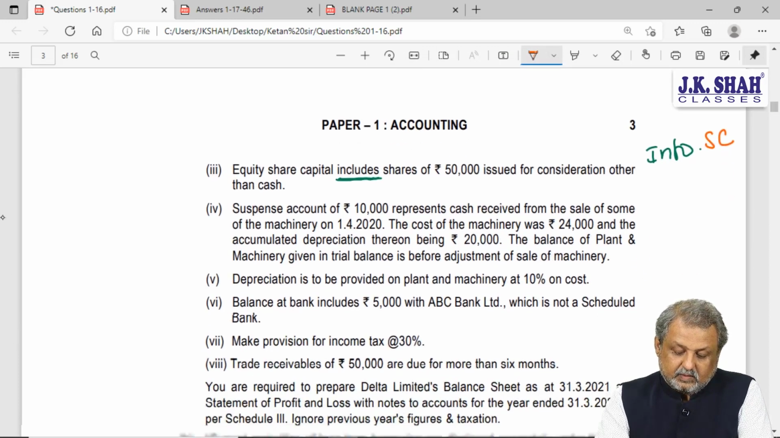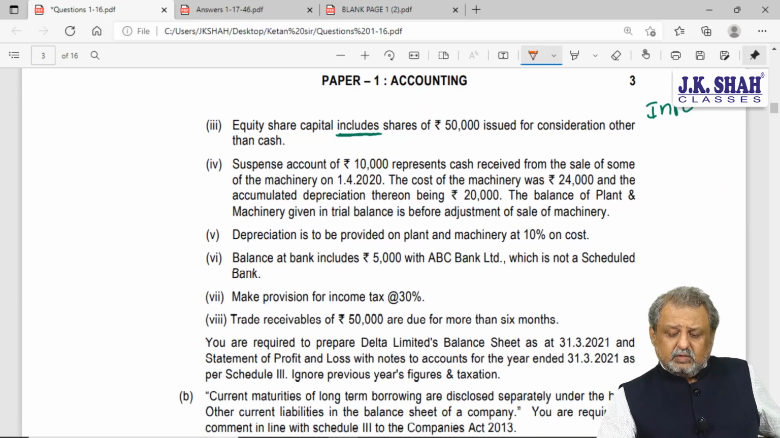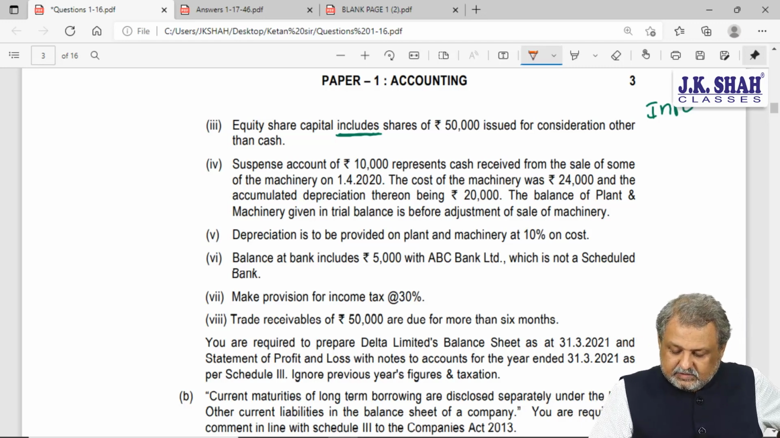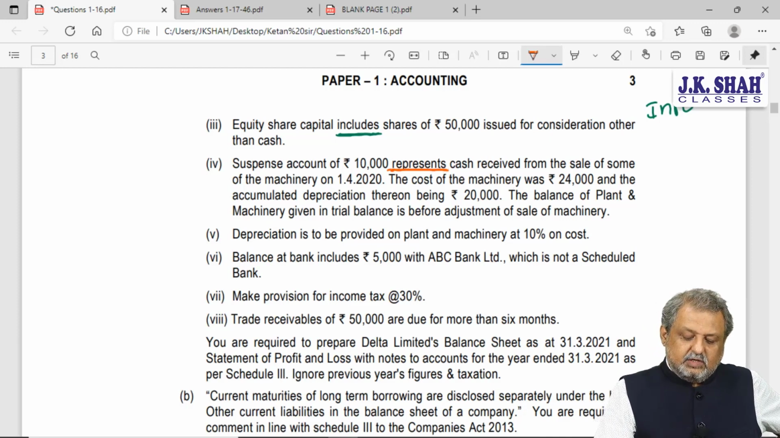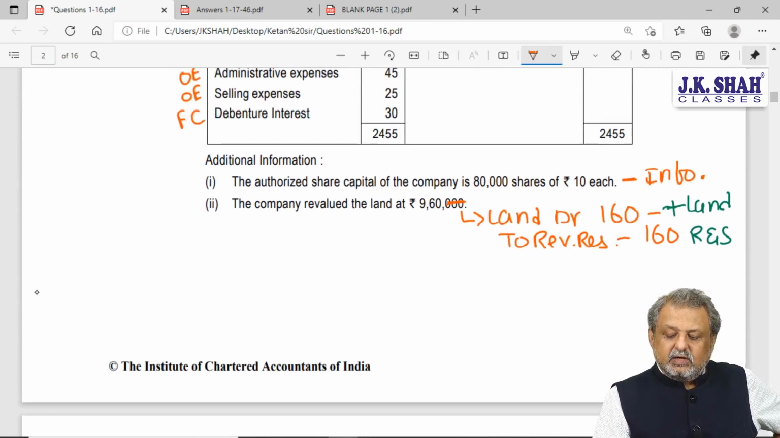Then suspense account of 10,000 represents cash received. Again this word represents here means it is information about the suspense given in the trial balance.